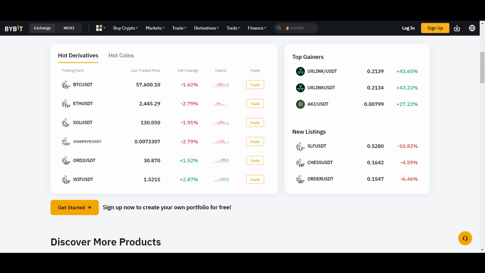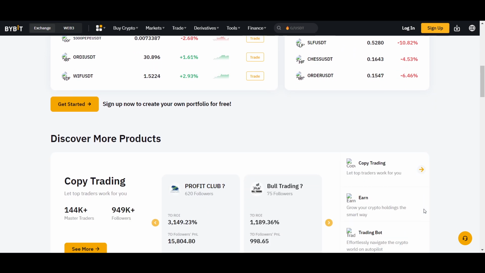Review the order details to ensure it's correct. Tap sell DOGS to execute the market sale order. Your DOGS token will be sold at the current market price and the USDT proceeds will be credited to your unified trading account on Bybit.